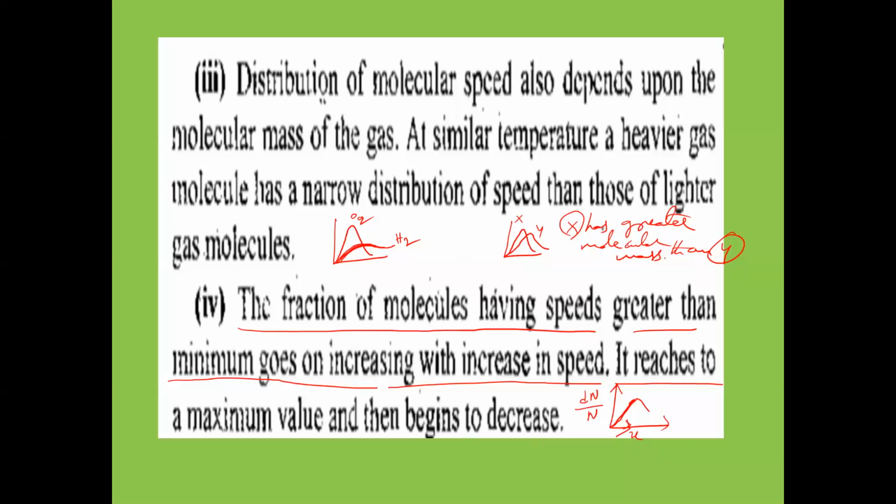It will decrease. That means, see once again now, the fraction of molecules means this one. The fraction of molecules having speeds greater than minimum goes on increasing. So this point, mainly remember here. The fraction of molecules goes on increasing like this with the speed. When molecular speed increases, the fraction of molecules increases. And it will reach a maximum value here, and then begins to decrease like this. So this is the curve of distribution of molecular speed.